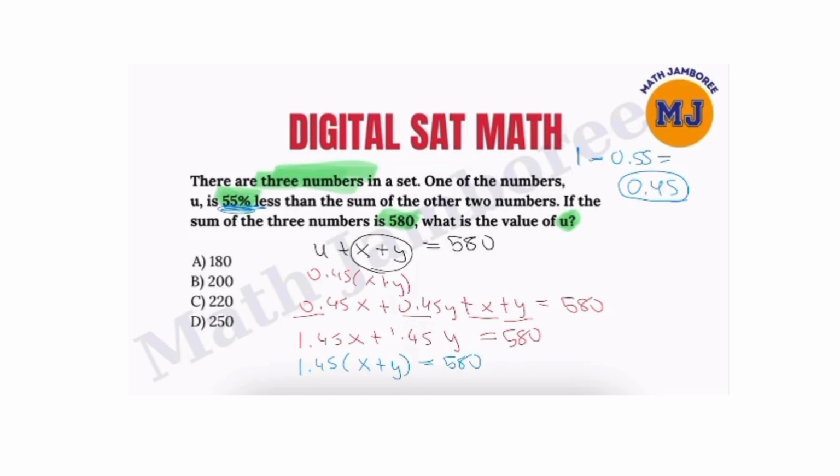To find x plus y, right? We will divide both sides by 1.45, to cancel 1.45 out and find x plus y. So 580 divided by 1.45 is 400 actually. So x plus y equals 400.